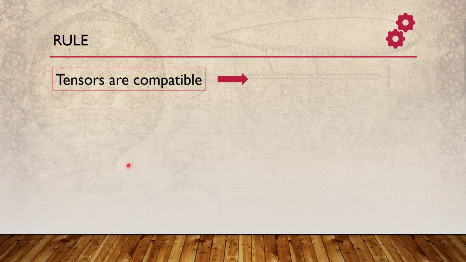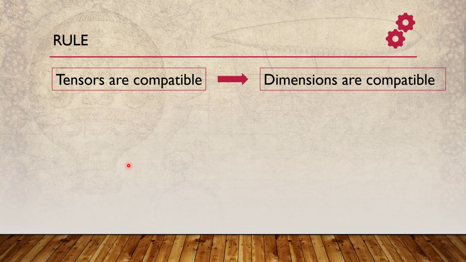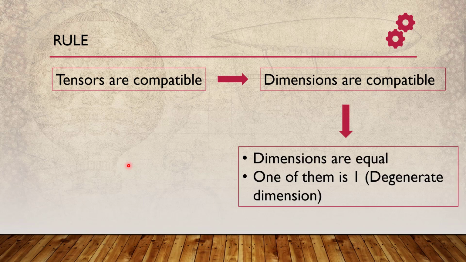Now how will we check that the tensors are compatible? The dimensions need to be compatible as well. Okay, now how will the dimensions be compatible? There are two rules here. One is that either the dimensions are equal, that means they have the equal number of elements there, or one of them is 1, that means the number of elements for that particular dimension is 1. And this is actually called the degenerate dimension, as we have seen before.